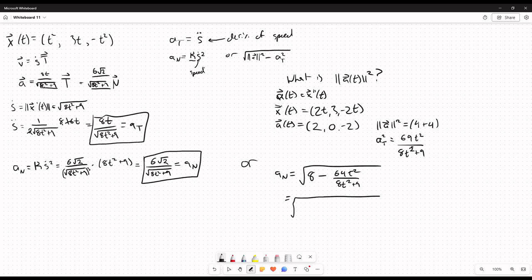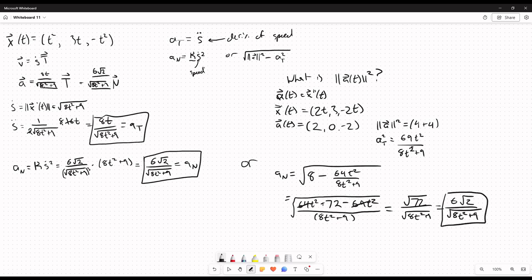So we can think of multiplying this first one by 8t squared plus 9 over 8t squared plus 9. That'll give us 64t squared plus 72 minus 64t squared over 8t squared plus 9. We notice those 64t squareds cancel. This will be the square root of 72 over the square root of 8t squared plus 9, which is in fact 6 square root of 2 over the square root of 8t squared plus 9, which is what we got earlier. And this way, we didn't even need to find the curvature.